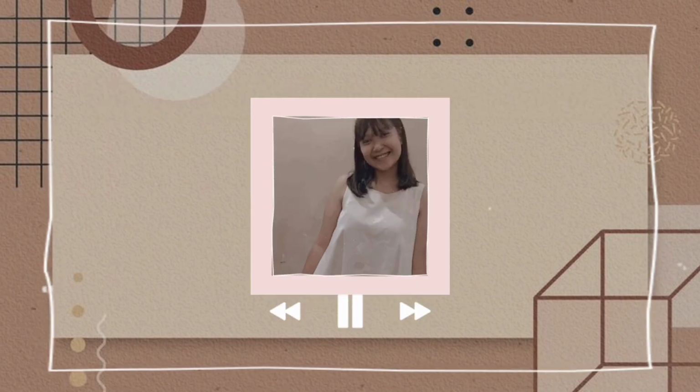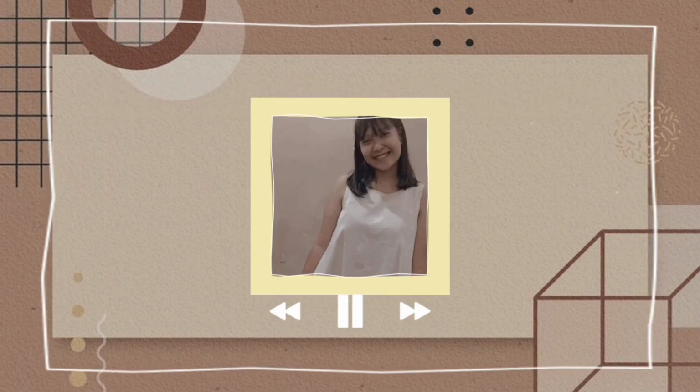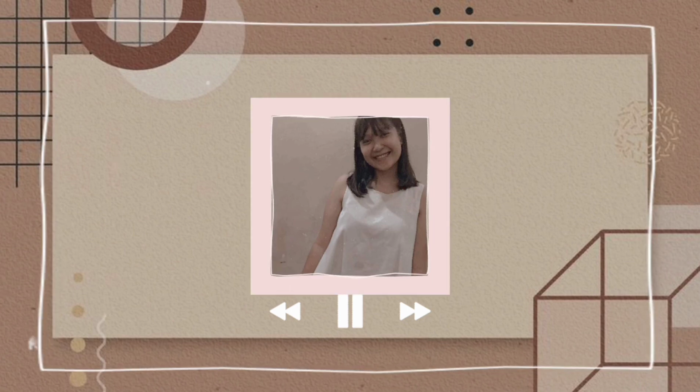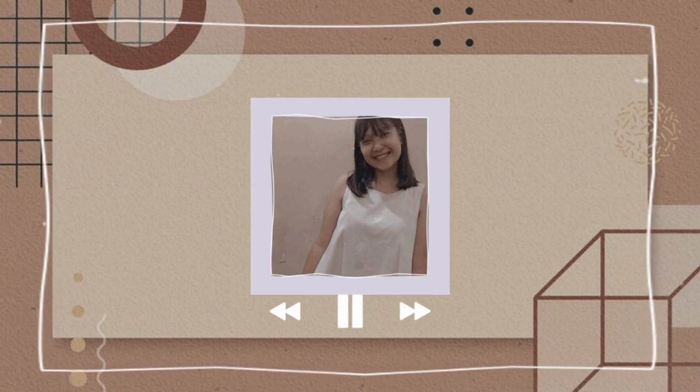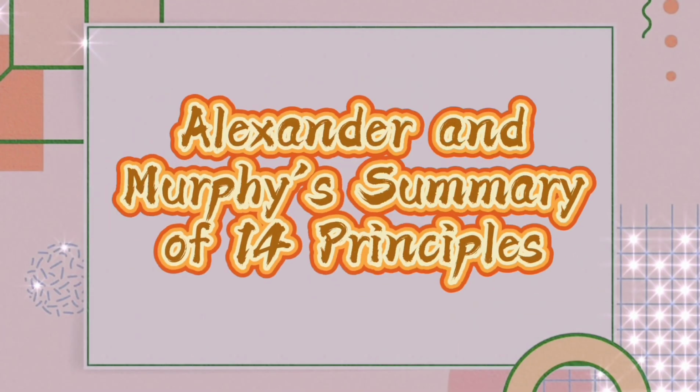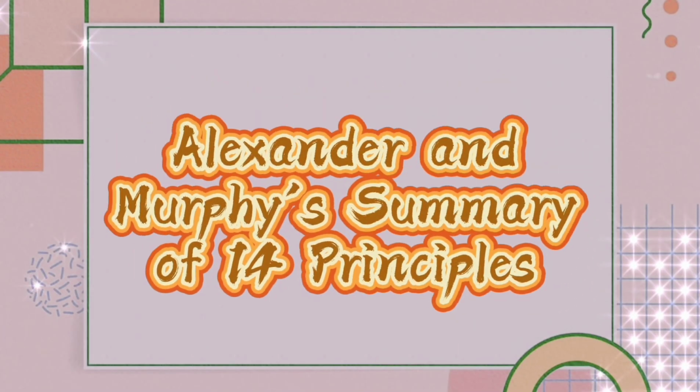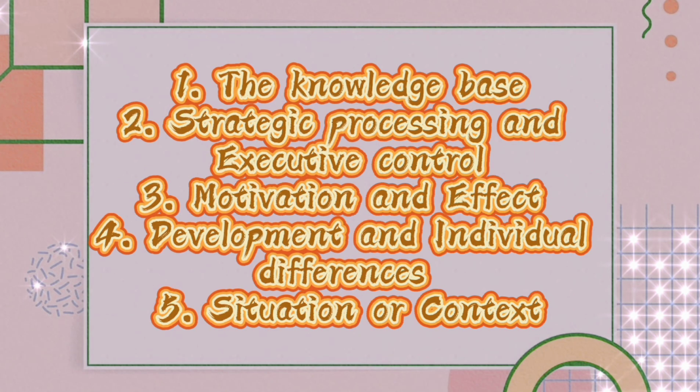So those are the 14 learner-centered psychological principles, and as a summary, Alexander and Murphy gave a summary of the 14 principles. The Alexander and Murphy summary of 14 principles consists of five parts. First, the knowledge base. Second, strategic processing and control. Third, motivation and affect. Fourth, development and individual differences. And last, situation or context.